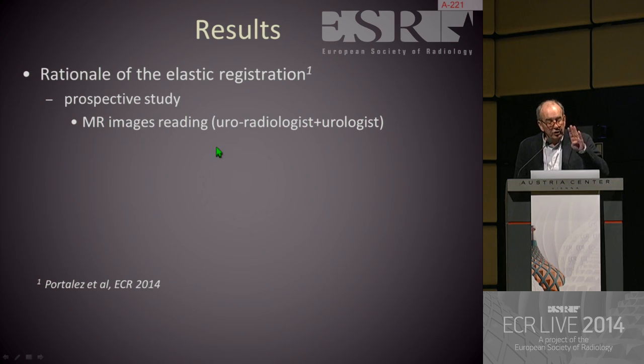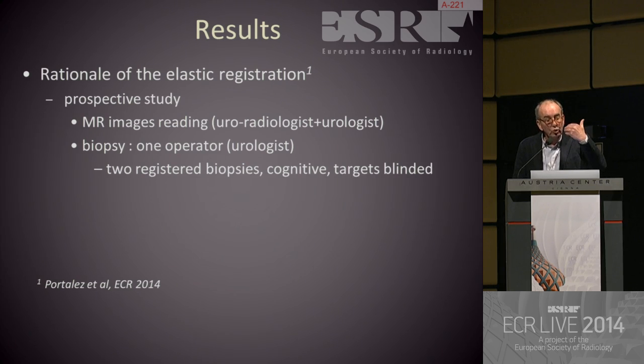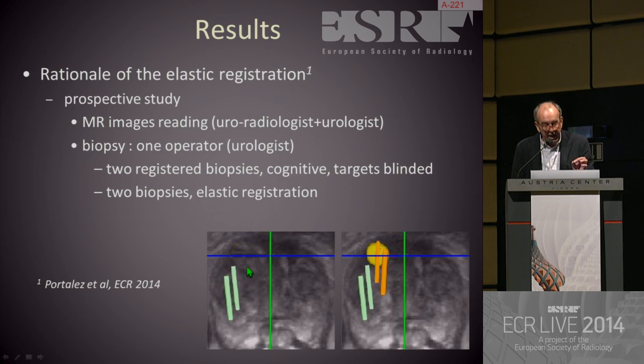MR reading was done in consensus by urologists and radiologists. The test was intended to evaluate the performance of urologists to know if they could do as well with cognitive and then with targeted. And there was only one operator, a urologist, familiar with sextant biopsies. The patient was his own reference, so he had first 2 cognitive biopsies. The targets were blinded, but the machine can register the location of the biopsies, and then it was compared to 2 biopsies done with the elastic registration, and then the two sets of biopsies could be compared.